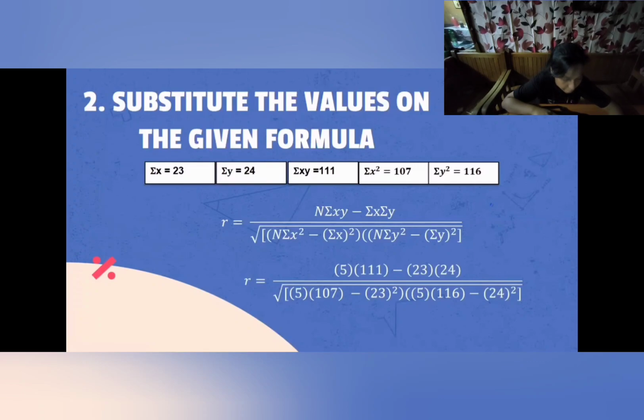Substitute the values on the given formula. First step, fill in the table. Second step, substitute the values on the given formula.